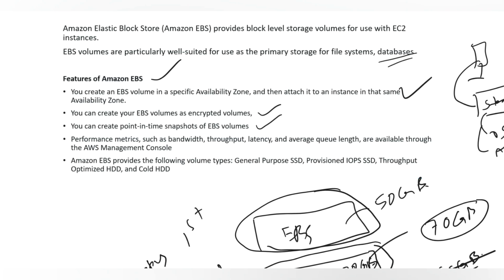So let's say if you wanted to check the bandwidth or throughput or IOPS or consumption of your EBS volume. You can check that in the AWS Management Console.